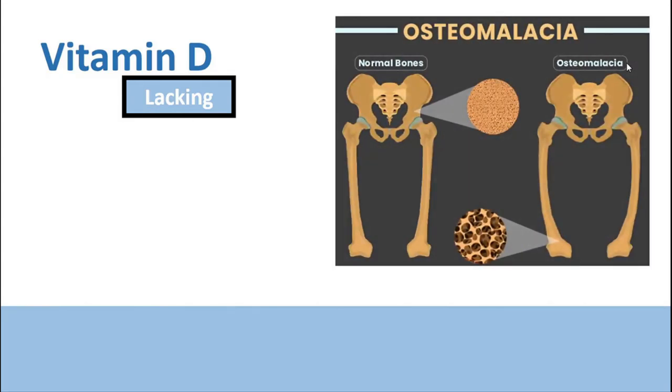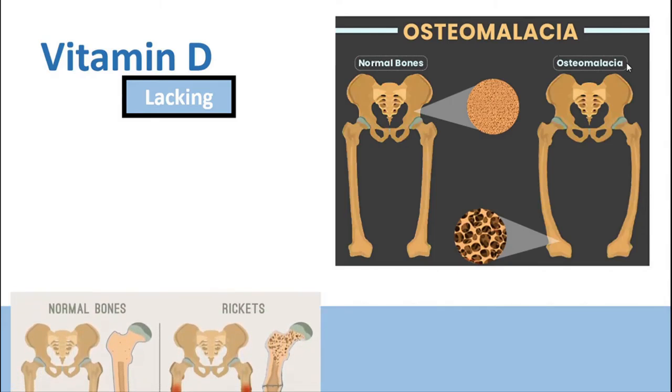So, what happens if you don't get enough vitamin D? It can cause bone softening, which is called osteomalacia in adults or rickets in children.